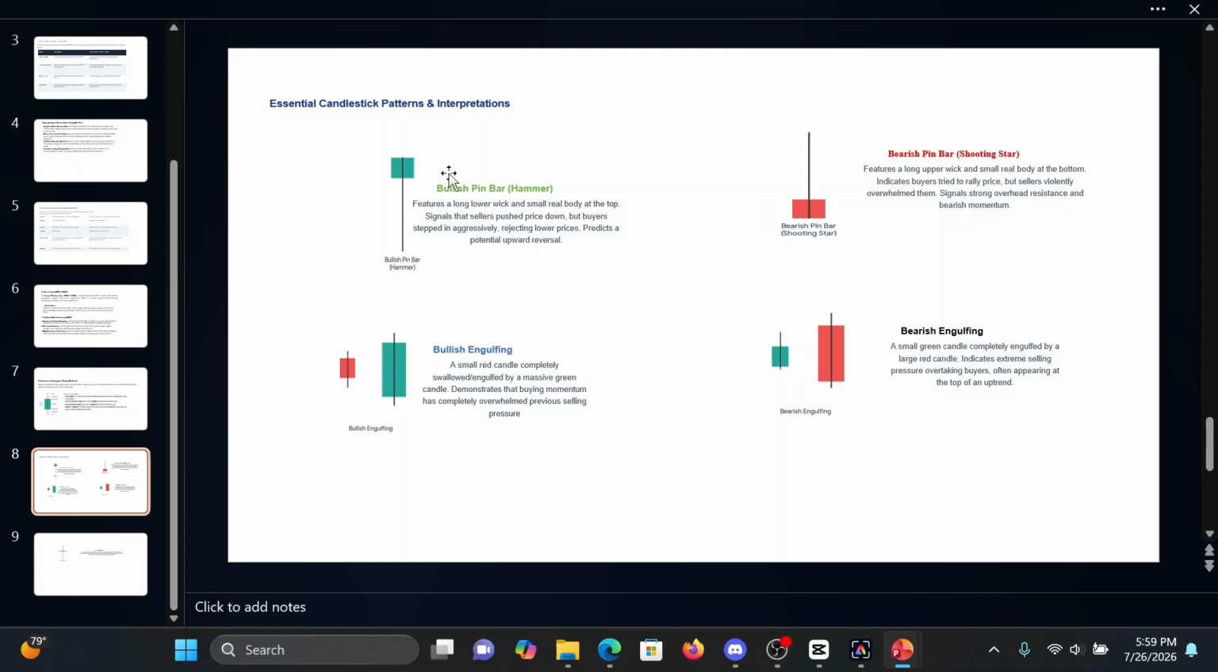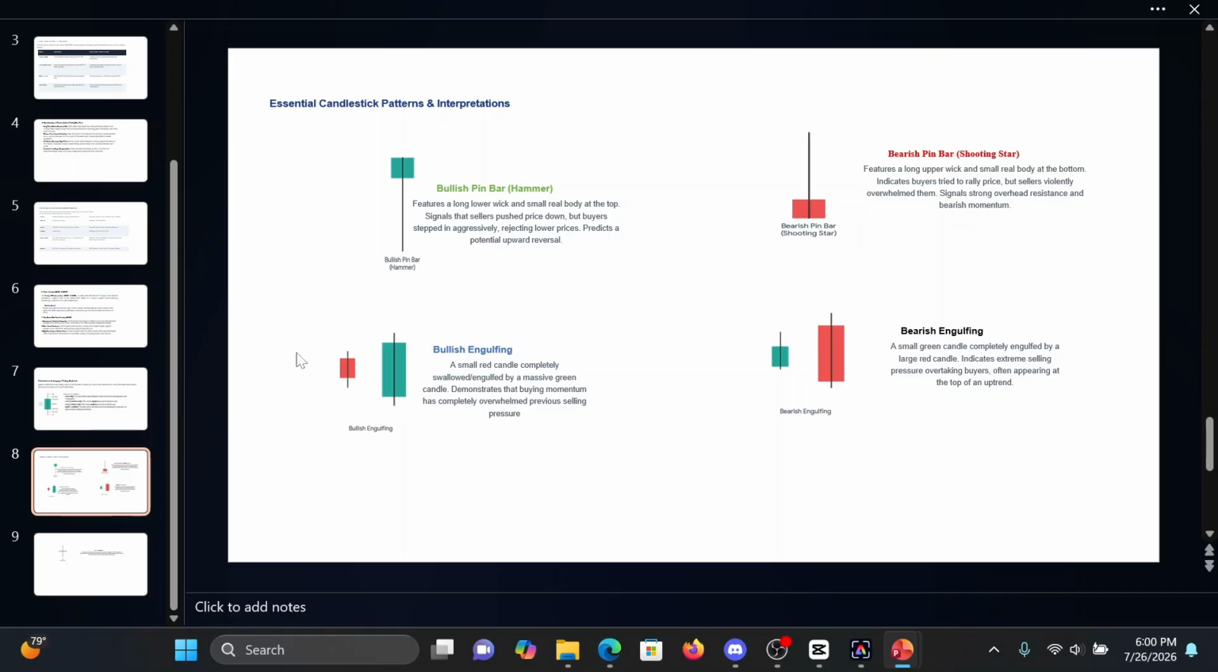This is the opposite. It features a long upper wick and a small lower body, showing that buyers were aggressive, but sellers came in and kicked them out, pushing the price lower, showing that price wants to shoot lower. This is called the bearish pin bar or the shooting star.